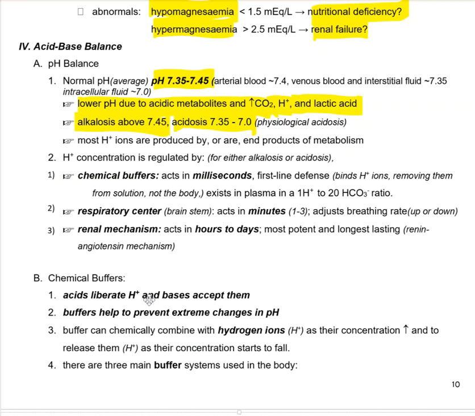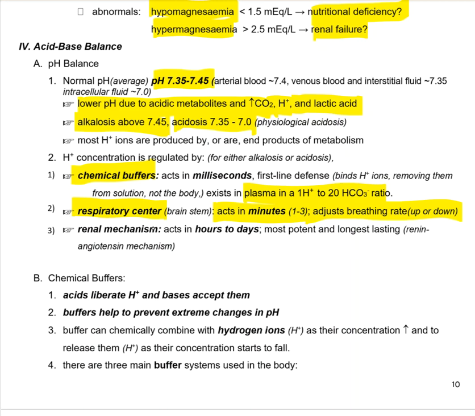Okay, so we're going to go over those areas in a little detail and talk also about the different chemical buffers we have. Chemical buffers act in milliseconds, and we have our 20-to-1 ratio of bicarb to hydrogen protons in plasma. That's one of them. We'll talk about some of the other buffers in a minute. We have a respiratory center, which acts in minutes and adjusts our breathing rate up or down. We're also going to talk about how that works in a moment.